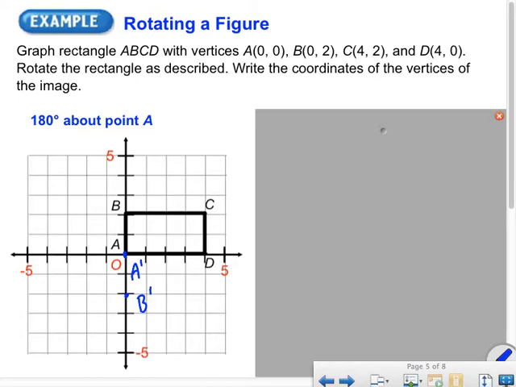Negative 4, 0, but no, that wouldn't be C. That would be D, which would be negative 4, 0. What's C going to be? Athelia, you got a guess? Where's my image of C going to be at? If I rotate this whole thing about the origin, where's my image of C? 2 and negative 4? Nope.